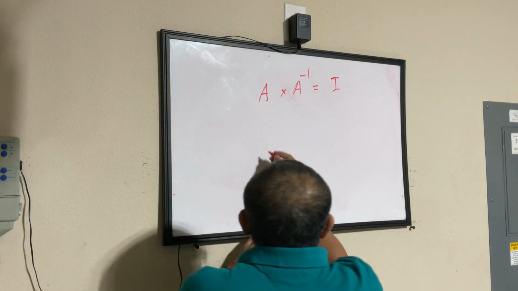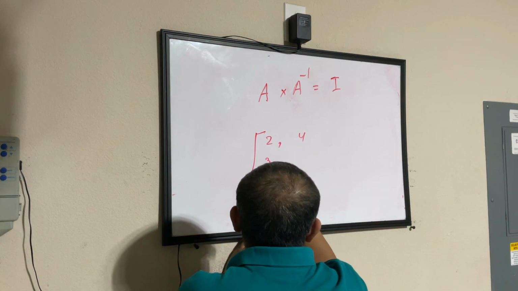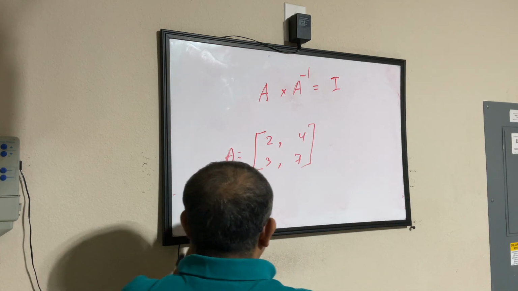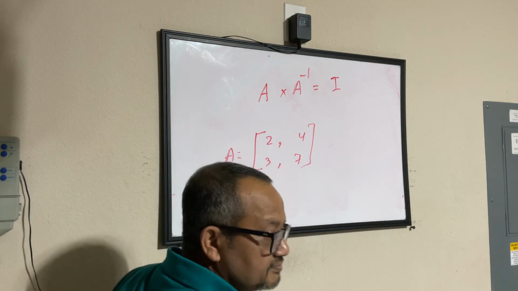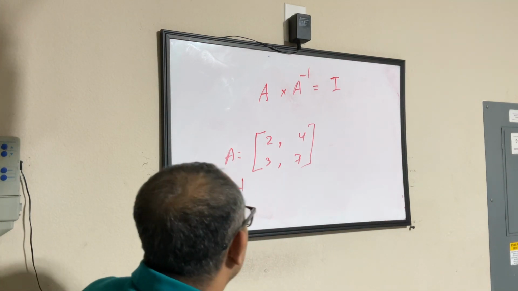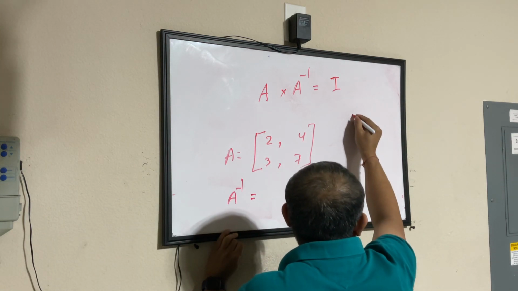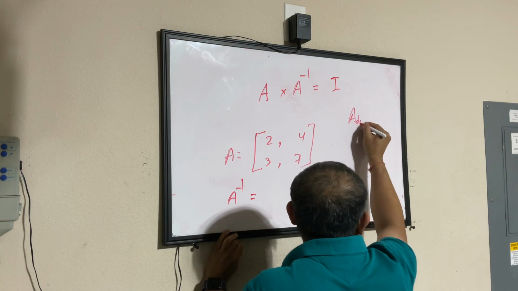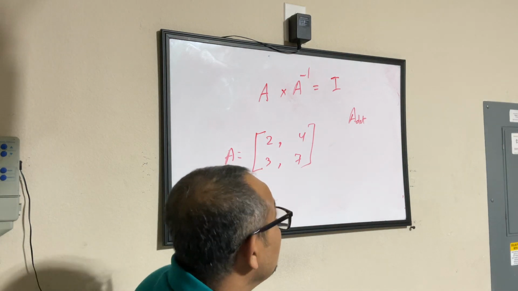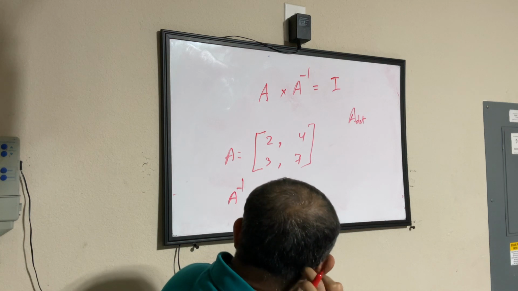So let's look at this situation. Let's say I'm talking about a matrix 2, 4, 3, 7. This is my matrix A. And I don't know what the inverse of A is. How do I find it out? There's another formula that helps you find it out. That's why we learn about the determinant of A. There's one more mechanical term that you will come across, which is called adjoint.